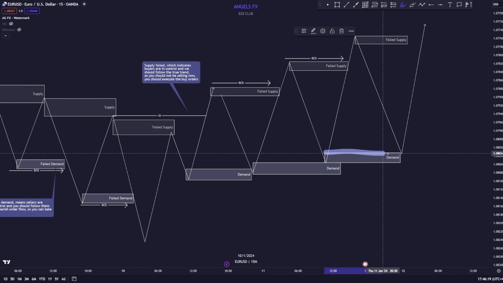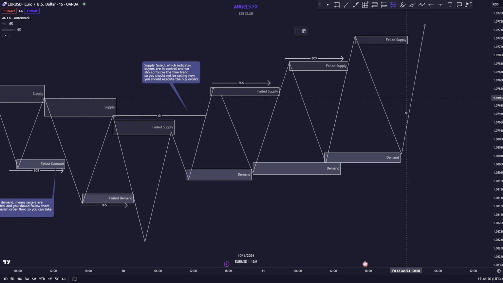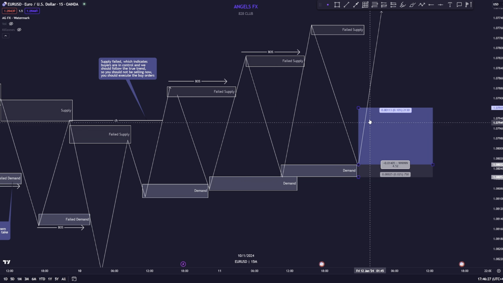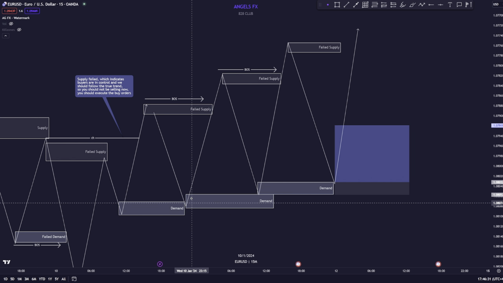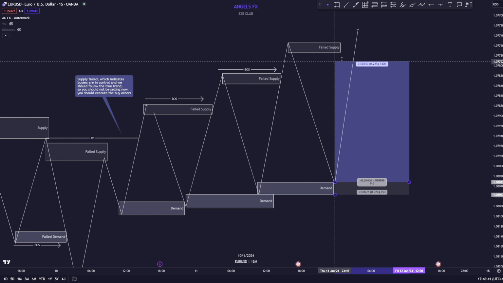So again, for example here, you can take longs from here and I'll tell you why, because you can see price has been respecting bullish order flow and buyers' order flow. And as you can see, one demand, second demand, third demand. So we have a lot of confirmations. We also have failed supply zones and we also broke the structure. That's why you can take longs and you should target this swing structure.